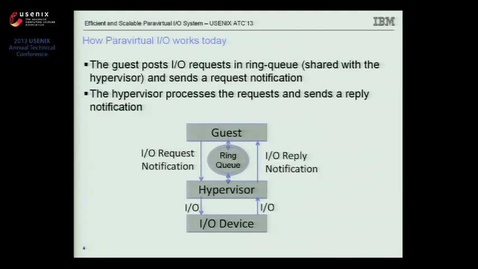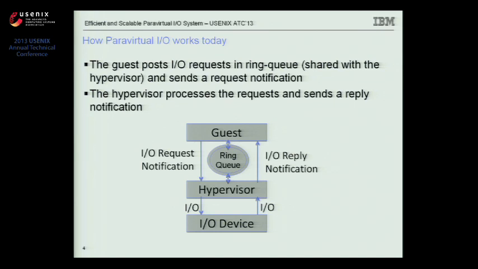So how does paravirtual I/O work today? We have a virtual machine, a guest, that starts its execution, and at some point starts posting I/O requests in a ring queue, just a piece of shared memory between the virtual machine and the hypervisor. And at some point, the guest also needs to notify the hypervisor that new items were posted in the queue. So it sends what we call a request notification.